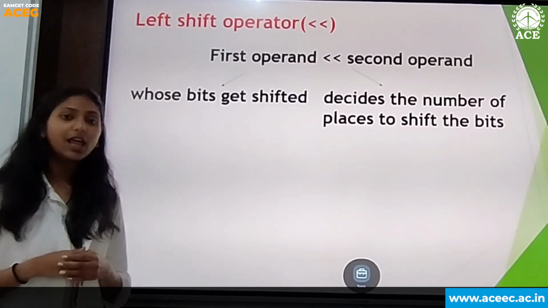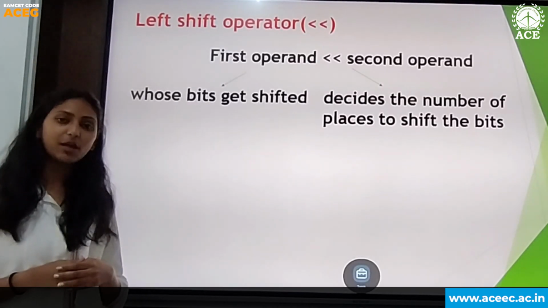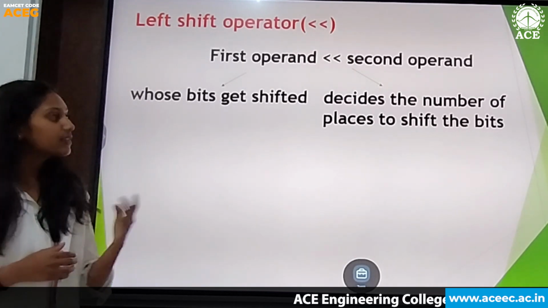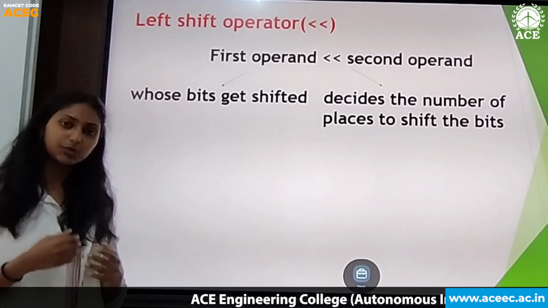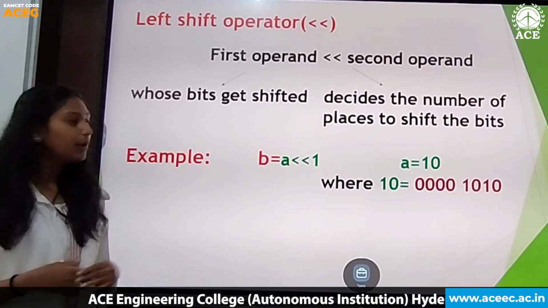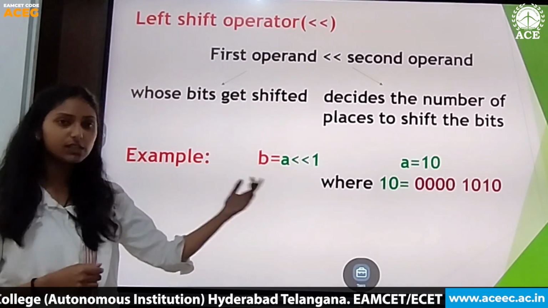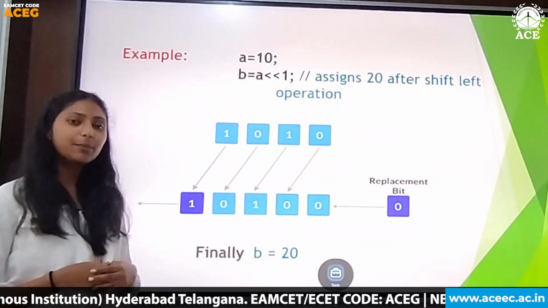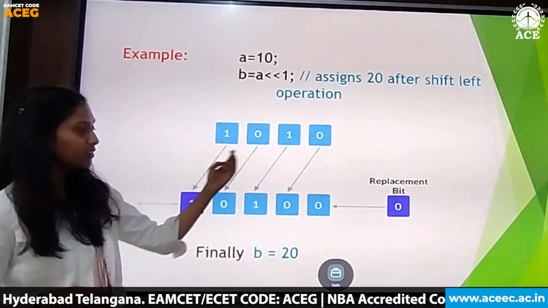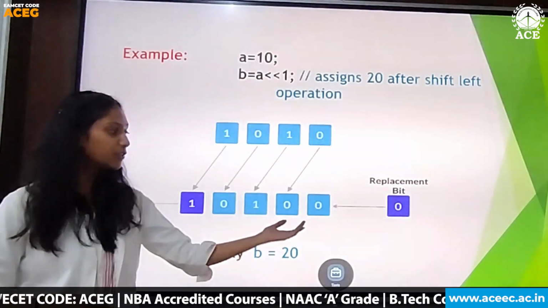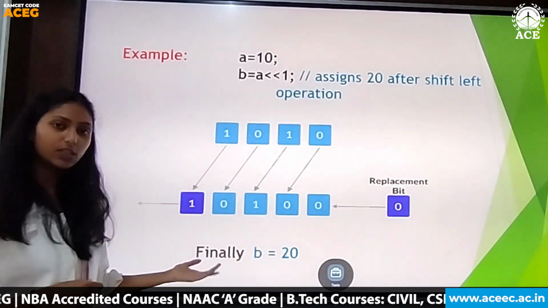Left shift operator. It shifts the bits to the left side. The first operand is the number and the second operand is the number of bits that should be shifted. Here is the example. B = A << 1. A is the first operand and 1 is the second operand. The binary representation of 10 is 1010, the bits are shifted to the left and the empty space is filled with 0. The final output is 20.